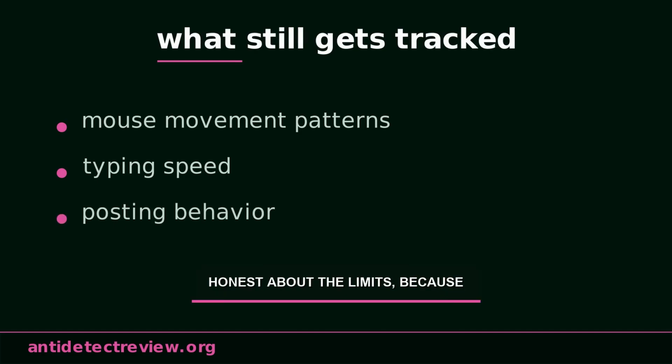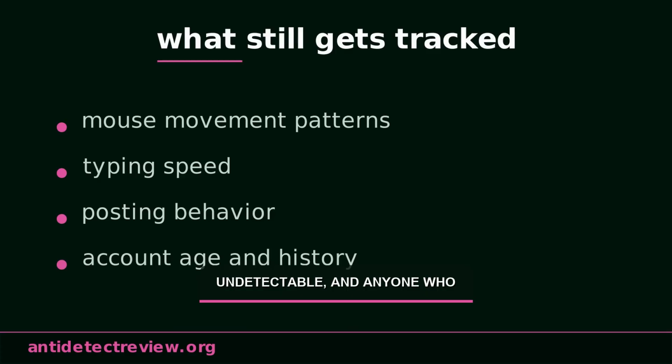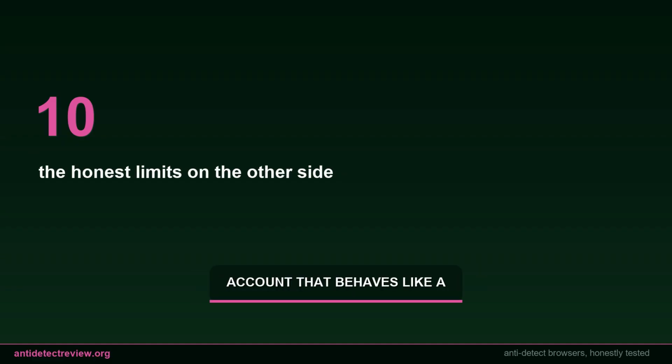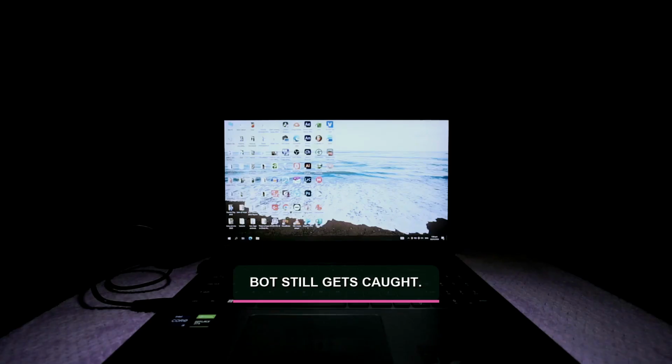What this can and cannot do. So let me be honest about the limits, because this is where the hype gets dangerous. No anti-detect browser is undetectable, and anyone who tells you otherwise is selling you something. Fingerprinting is only one layer. Platforms also watch behavior, how you move a mouse, how fast you type, your posting patterns, how old the account is, who you interact with.